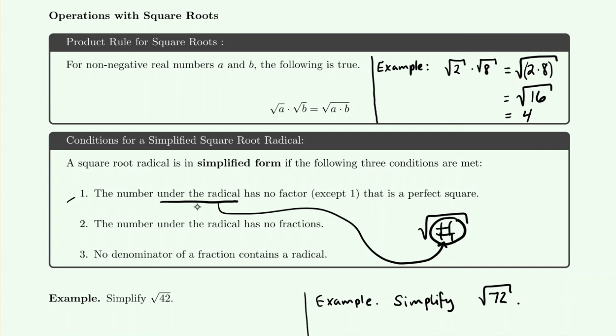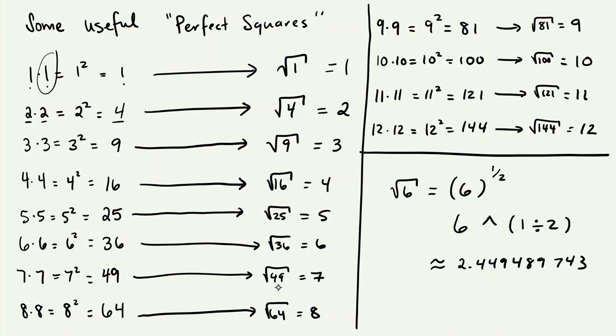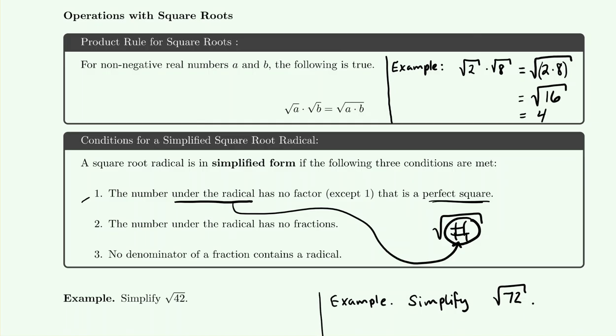Whatever is under the square root is also known as the radical. So first, this number under the radical has no factor except one that is a perfect square, and our perfect squares were listed here. So there's no factor that's a perfect square. If it meets that condition, the next condition is that the number under the radical is not a fraction. And if it is a fraction, then we need to make sure that the denominator of the fraction does not have a radical. And we'll see this in our following examples.